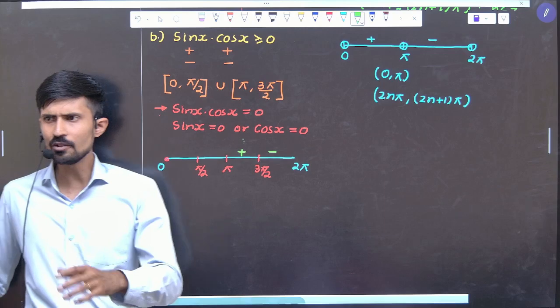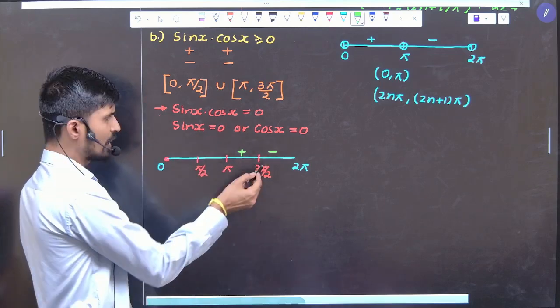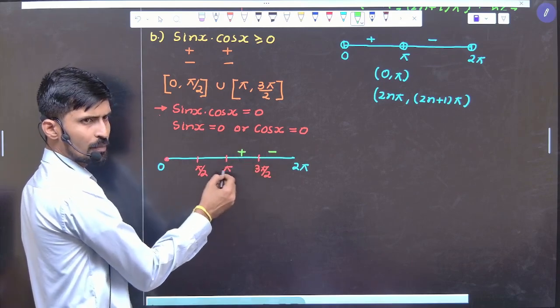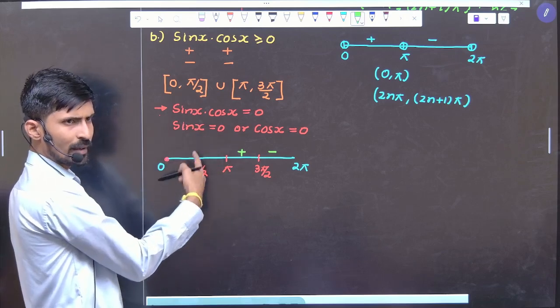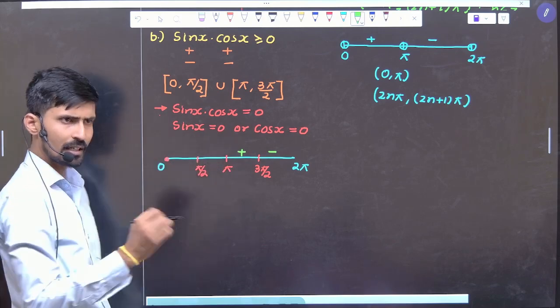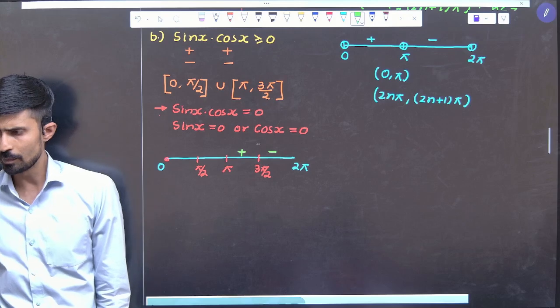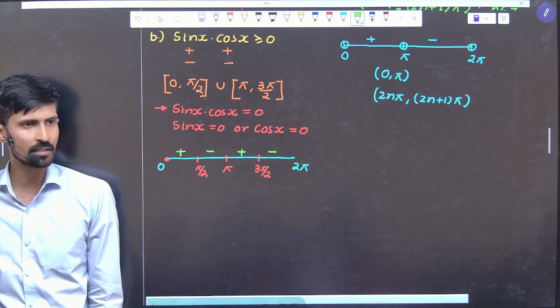Now can you tell me how many times 3 pi by 2 is a root here? One time, so the sign will change. How many times is pi a root here? One time. For sin x equal to 0, you get x equal to pi, one time, so the sign will change. Pi by 2, one time, the sign will change. That method also we can apply. So plus, minus, plus, minus.